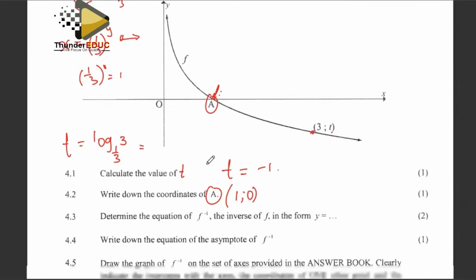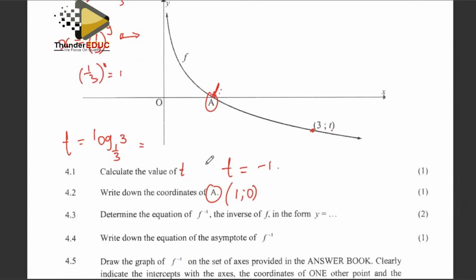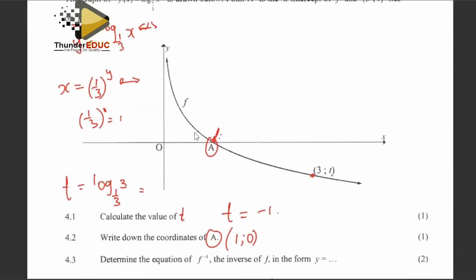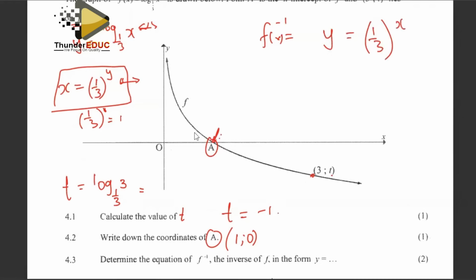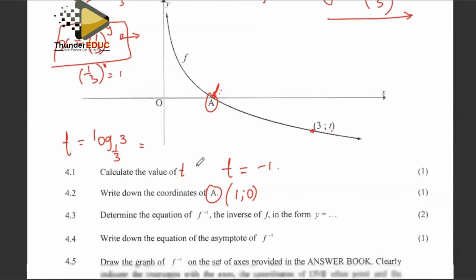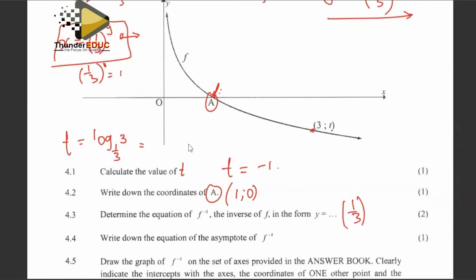All right, then 4.3, they want us to determine the equation of the inverse in that form. Now we've already swapped this around from the log form into the exponential form, meaning that our inverse is going to be, let's switch this around so that y becomes 1 over 3 to the x. So that is what the question simply wanted, 1 over 3 to the x. And then write down the equation of the asymptote of the inverse. Now, if the equation of the asymptote of this one is x equal to 0, the asymptote of the inverse is going to be y equal to 0.